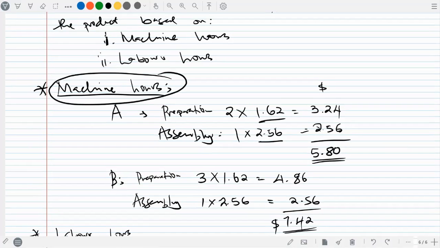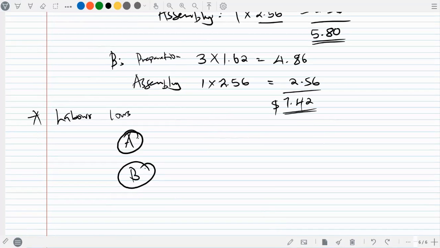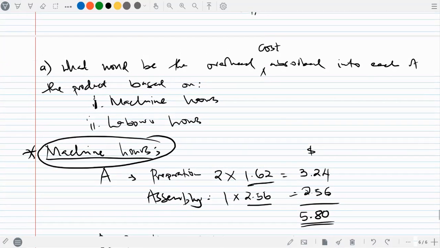Okay, what if you have to use labor hours? What will be therefore the cost of A and cost of B? The production overhead cost of A and for B. You get it? I'm asking for the question. This is a question that we have just been doing. What will be the overhead cost absorbed into each of the product based on machine hours or labor hours? You've done the machine hours. Now I want you to do the labor hours.